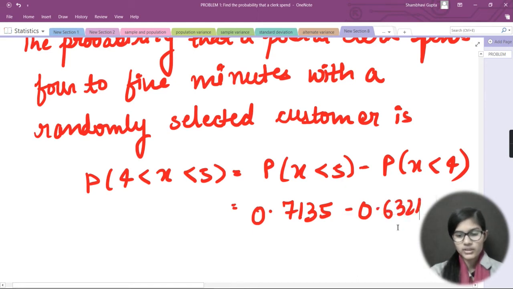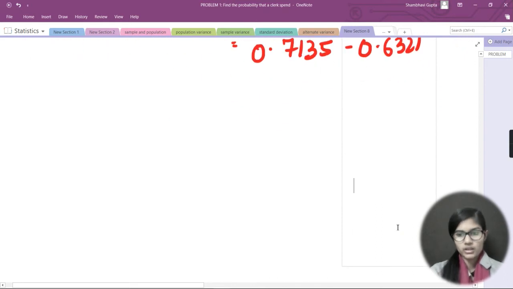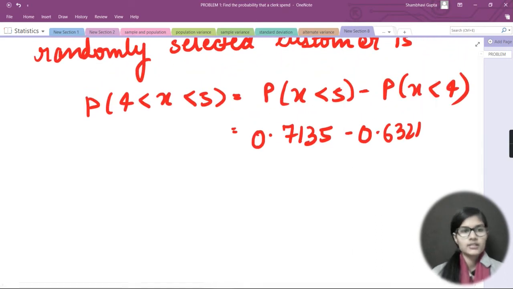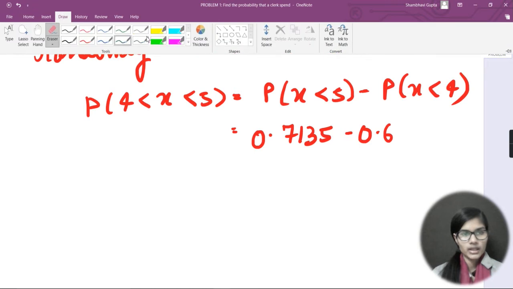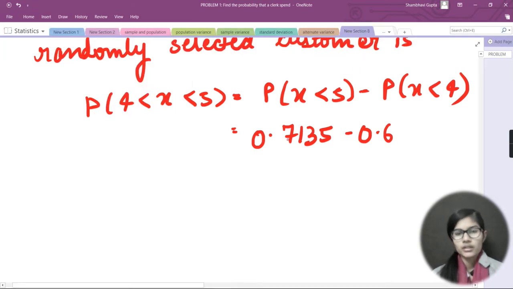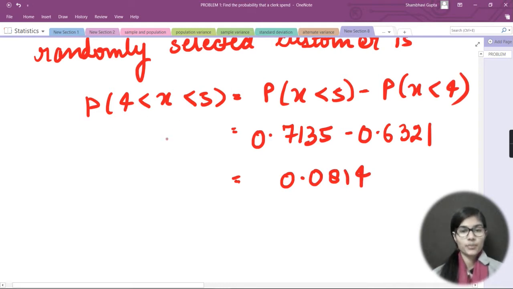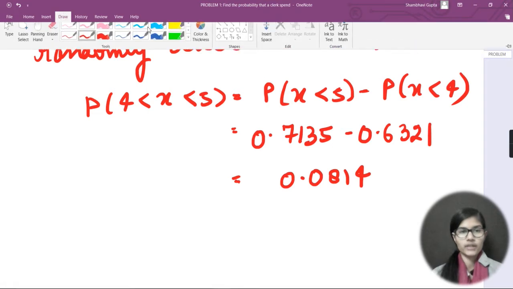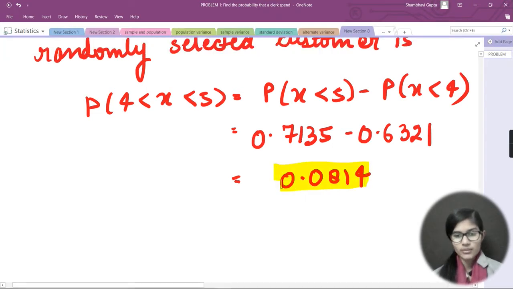Let me go down, otherwise I would not be able to write the things. Let me take the eraser for a while and erase this and draw, and then use this color. 0.735 minus 0.6321. When you subtract both of these, you are going to get 0.0814. So this is the probability. This is the value which I got here, the last one. This is the probability that x is greater than 4 and less than 5.